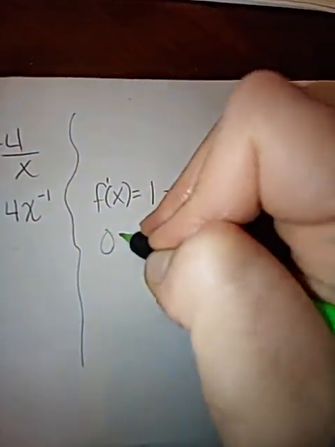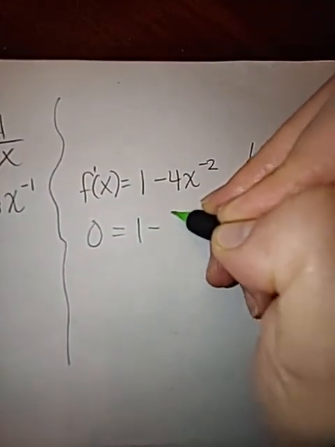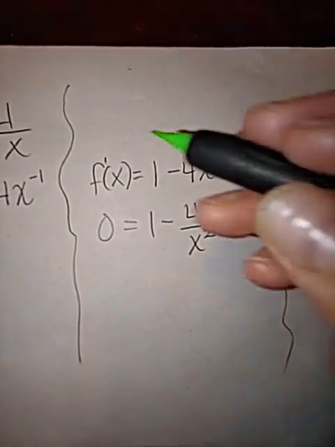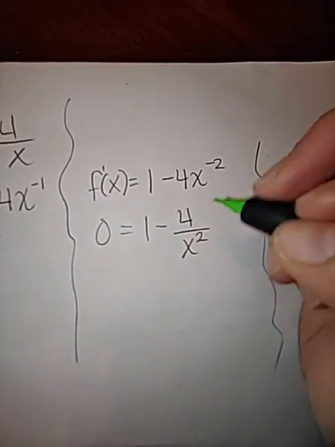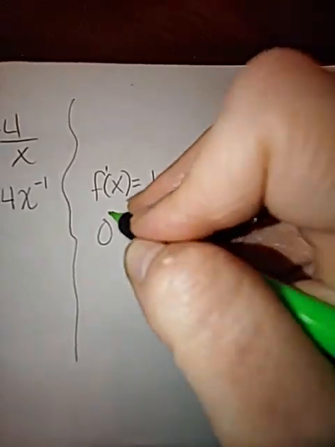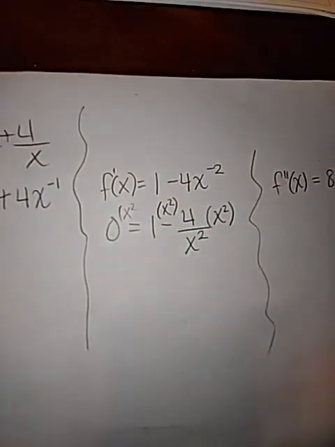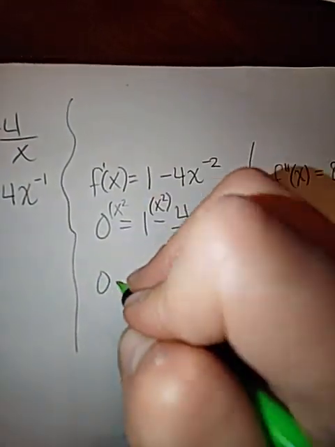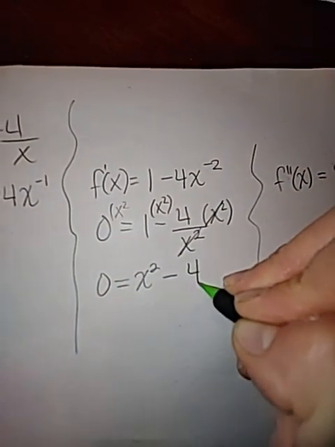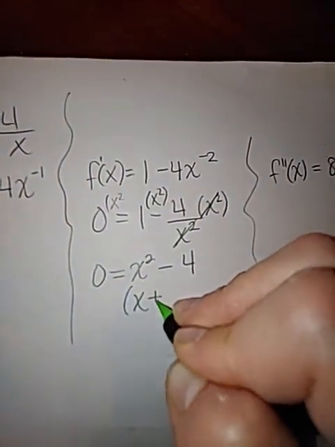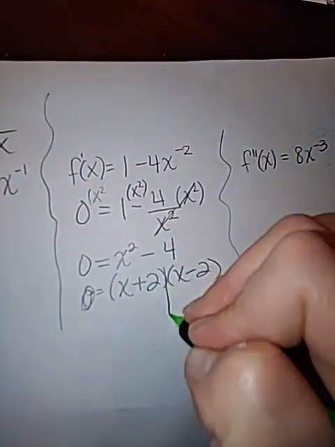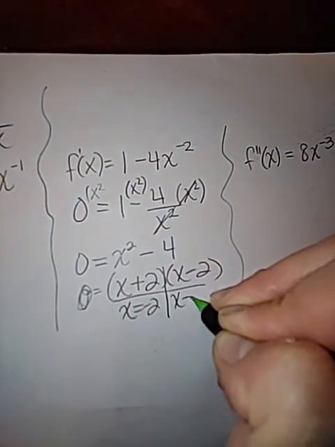All right, so finding my critical values, I'm setting my first derivative equal to 0. I'm going to pull that x squared back down and make it positive. I need to solve for x, and I have x squared in the denominator, so I'm going to multiply by x squared to cancel it. But when I do that to one term, I have to do that to all terms. All right, so this is 0 equals x squared minus 4. This is the difference of two squares, so x plus 2 and x minus 2. So I have -2 and +2.